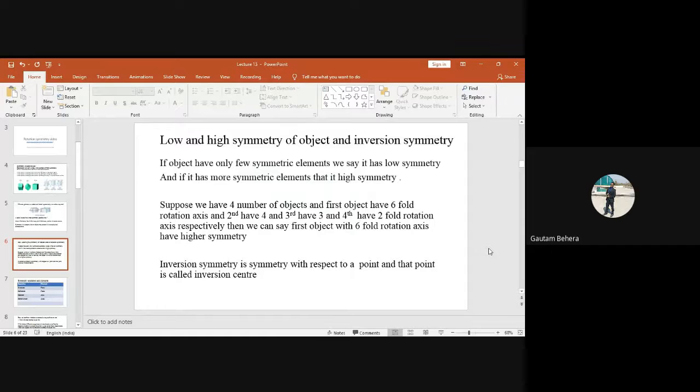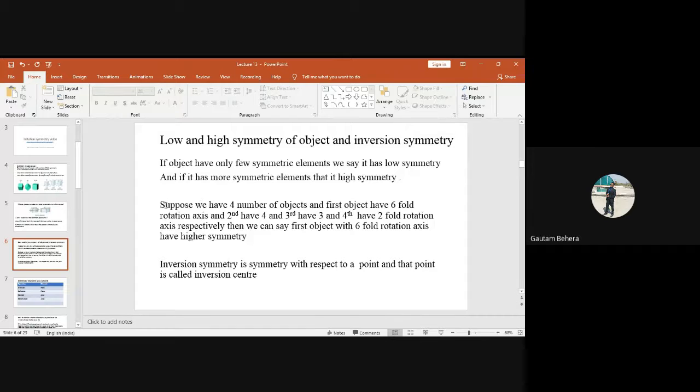Now, low and high symmetry of an object, and inversion symmetry. What is the meaning of low and high symmetry? It is a very good thing. If an object has only a few symmetry elements, we can say it has low symmetry. And if it has more symmetry elements, it has high symmetry. Symmetry elements we have already discussed, like mirror plane, axis, and lattice vectors. Fine.